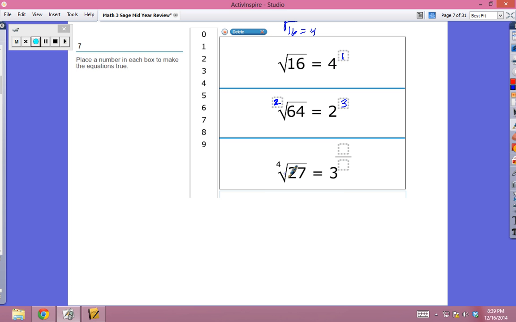The 4th root of 27. Okay, now 27 is going to break down to a 9 and a 3, and 9 is going to break to a 3 and a 3. So that's going to break down to the 4th root of 3 cubed. Okay, now if I morph this radical into an exponent, the base is 3, and it's going to be 3 to the 3/4. So I'm going to put a 3 there and a 4 there. 3 to the 3/4.